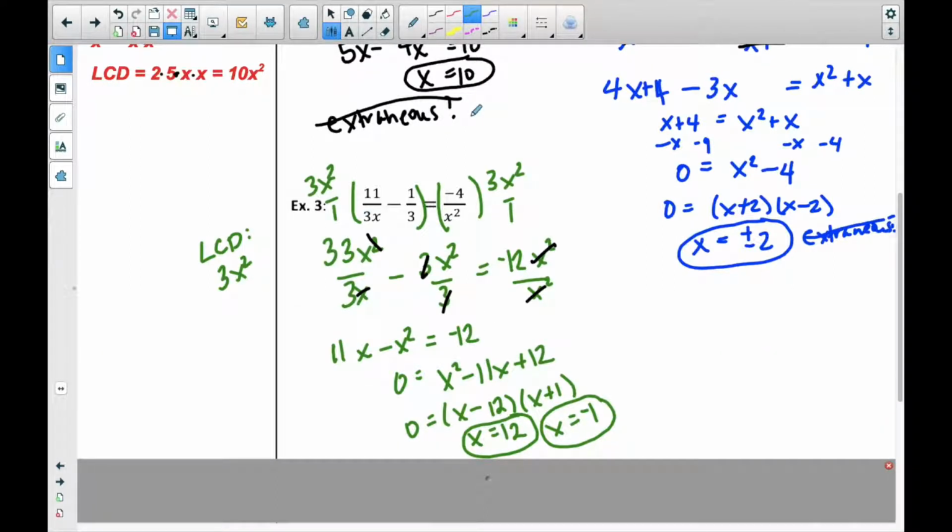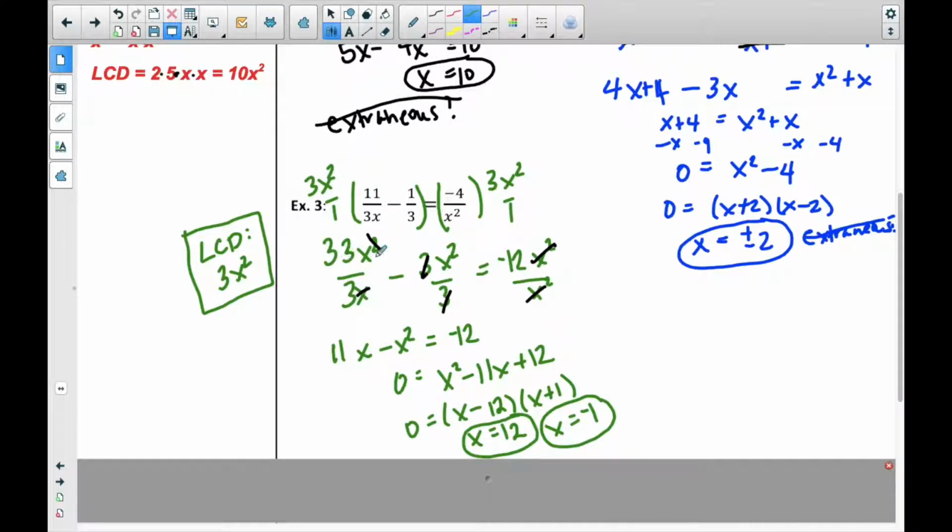Okay, let me show you what I did here on number 3. First of all, I looked at the problem and I determined my lowest common denominator. In this case, the lowest common denominator was 3x squared. So I multiplied both sides times 3x squared over 1. I go and distribute that.